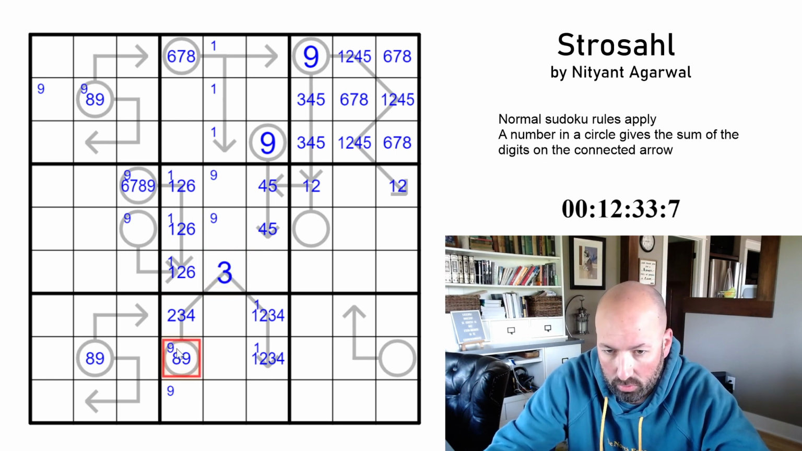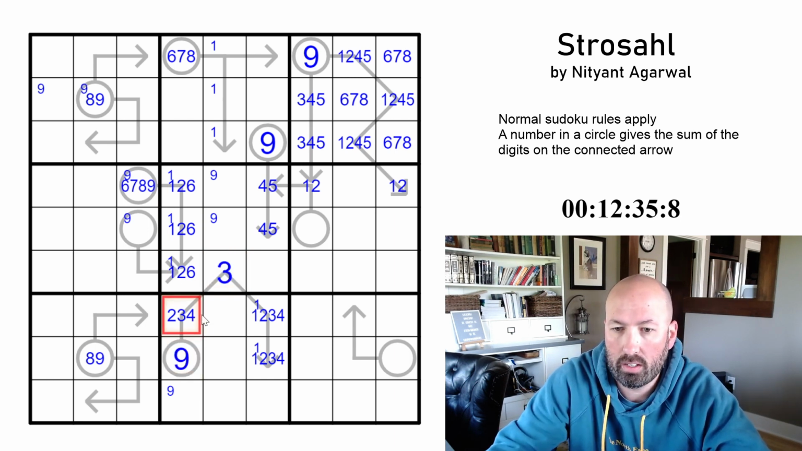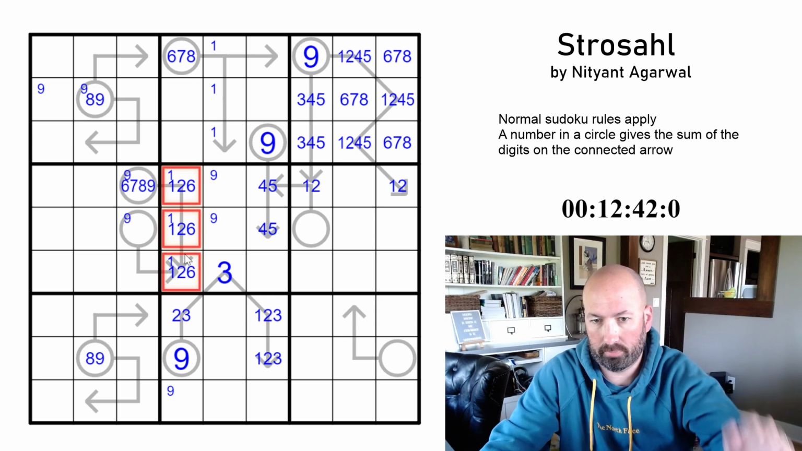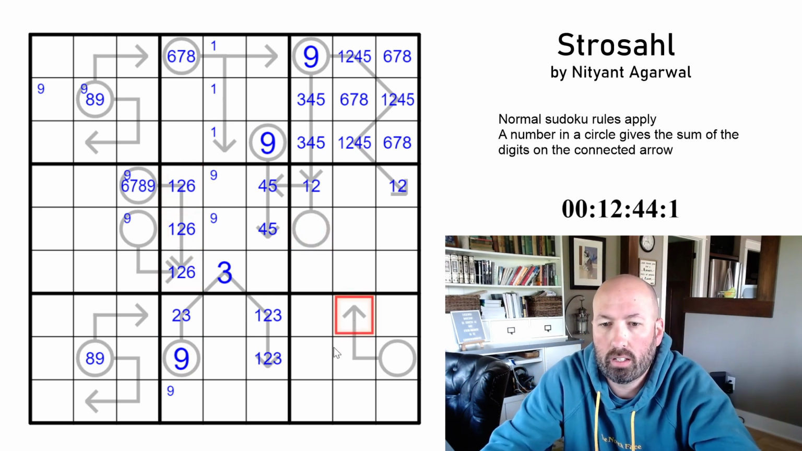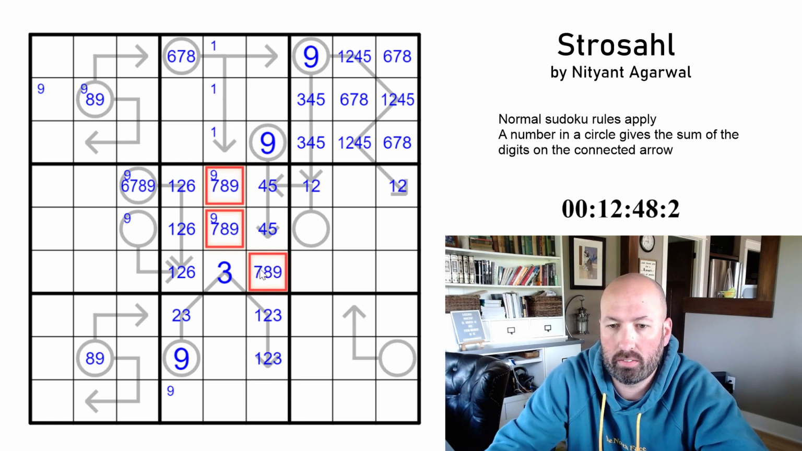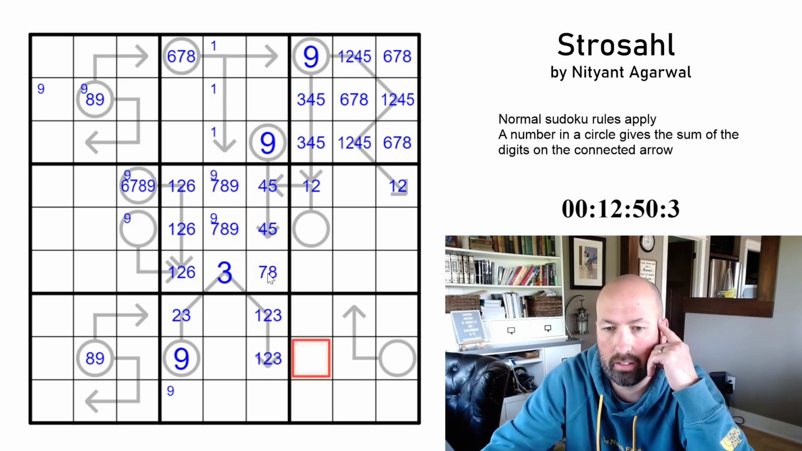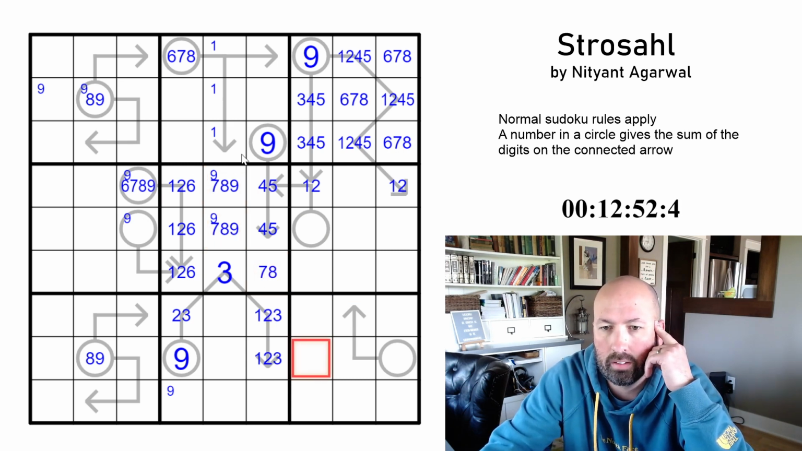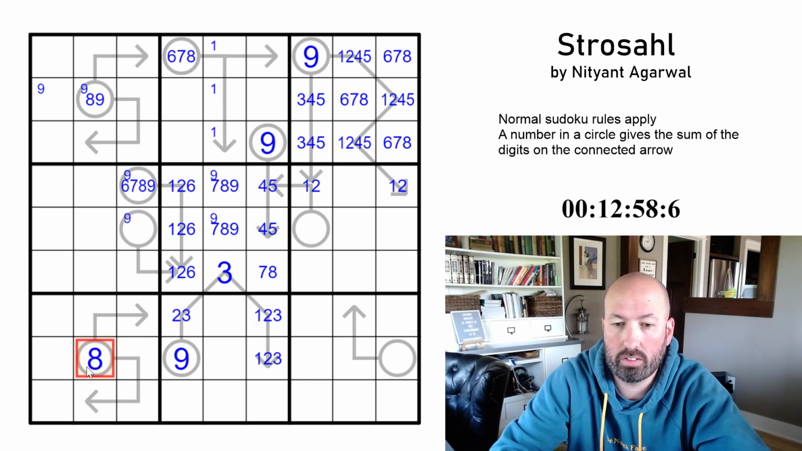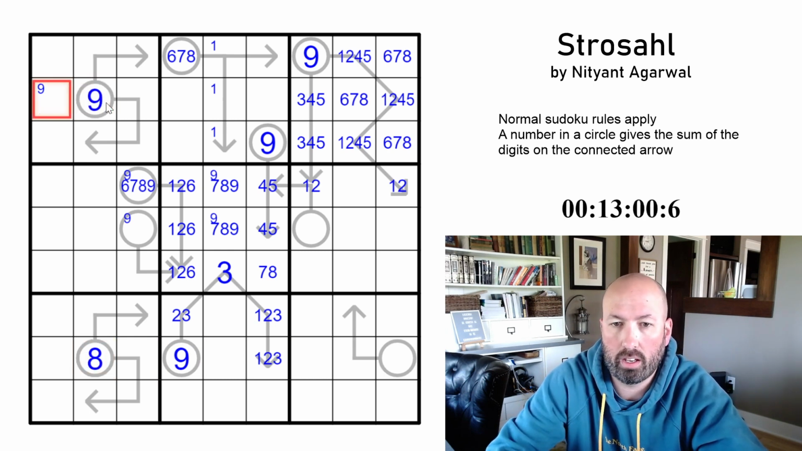And now that that's a 3, this has to be a 9. And these have to be 6 total, which is going to be 1, 2, and 3. What do we have down here? 7, 8, and 9. This one's not a 9. That one's not a 9. So we got the 9 there. So this is 8. This is 9.